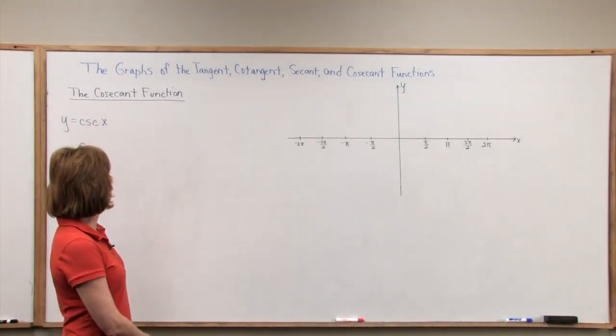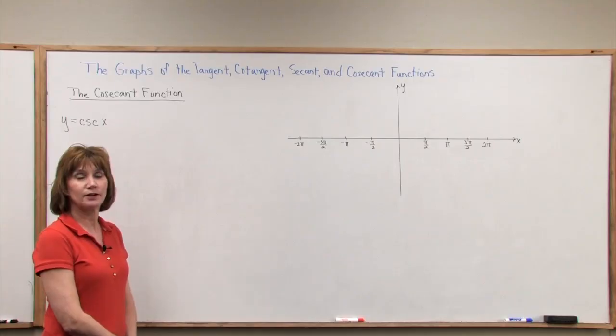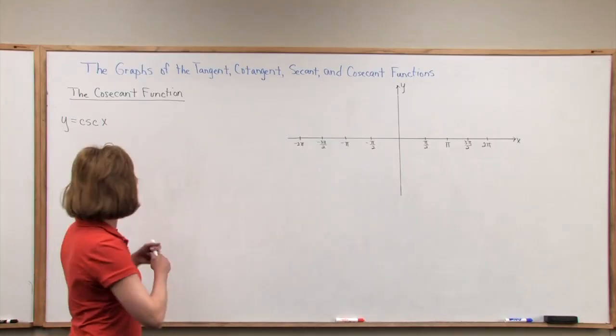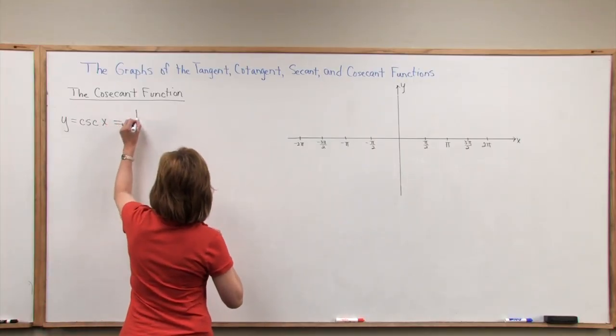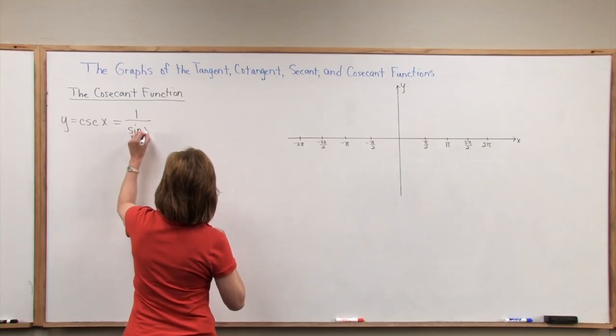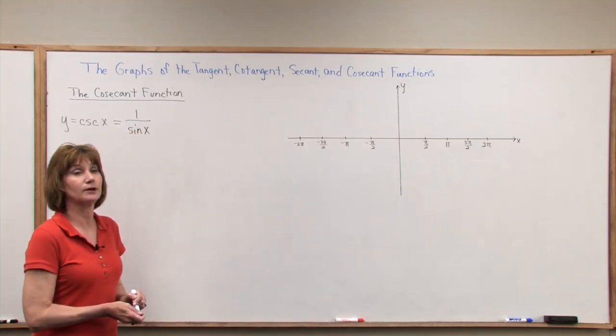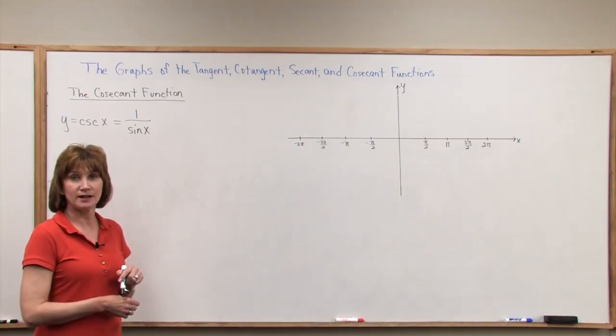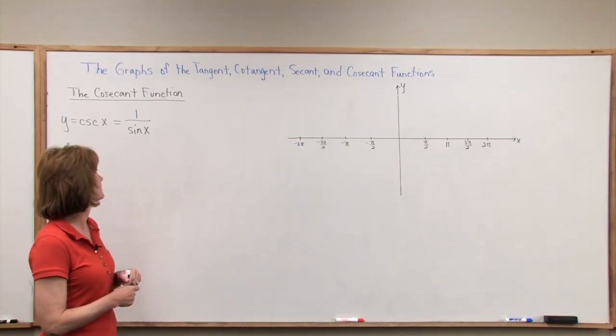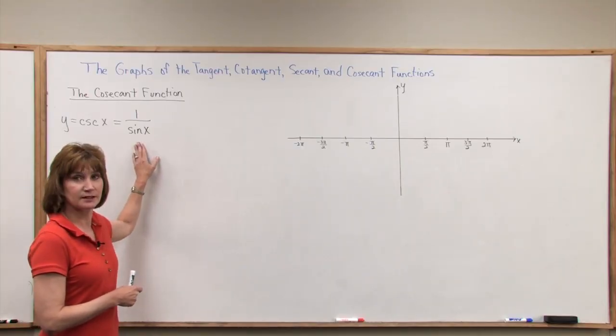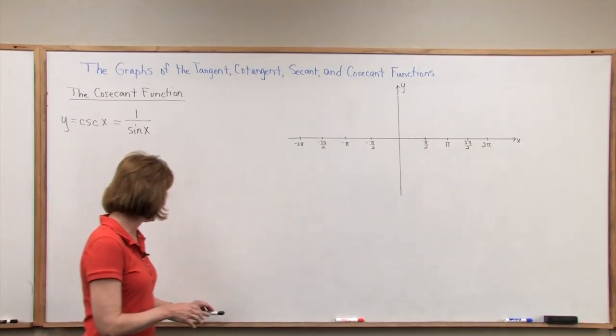Let's take a look at the cosecant function. Recall that the cosecant function is the reciprocal of the sine function, so it's equal to 1 over the sine of x. In order to get the graph of the cosecant, what we're going to do is first look at the sine function and then use reciprocal identities. So let's do this first. Let's lightly sketch the sine function over here.